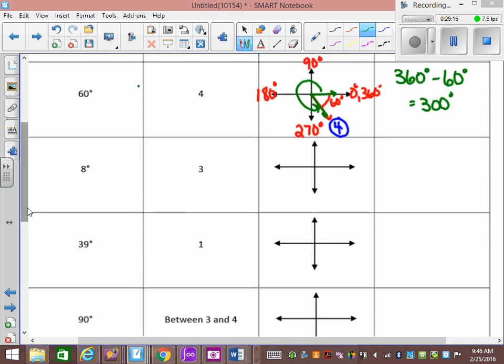Now I have a reference angle of 8 degrees in quadrant 3. I'm going to label 0, 90, 180, 270, 360.